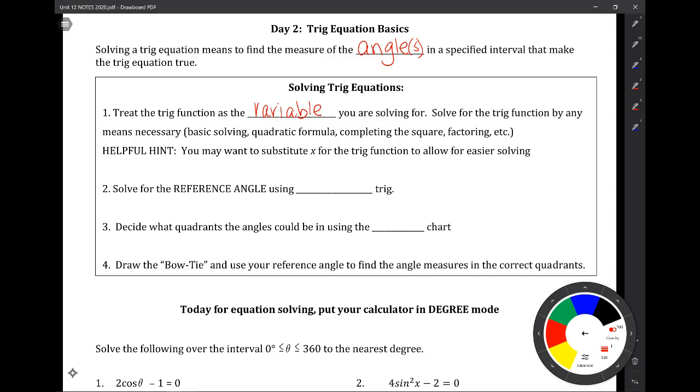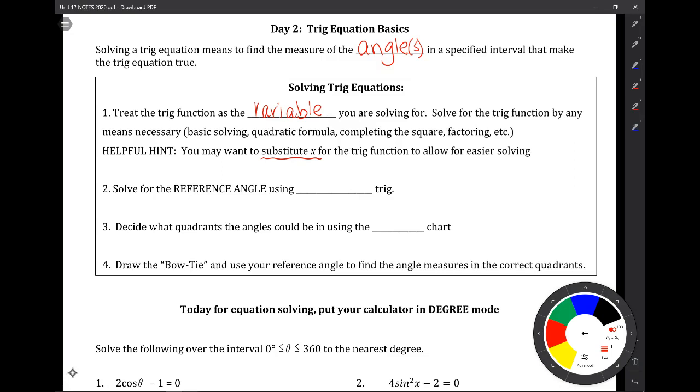Whether it's sine or cosine or tangent, we're going to think of that as like x. So when you solve the trig function, we might just use basic solving, like additive inverse to the other side, divide and isolate. We might have to use the quadratic formula some of the time. We might have to factor. We might have to use the triangle method or complete the square. And sometimes, like I said, you might want to substitute x for the trig function just to make it a little bit more palatable for our solving methods.